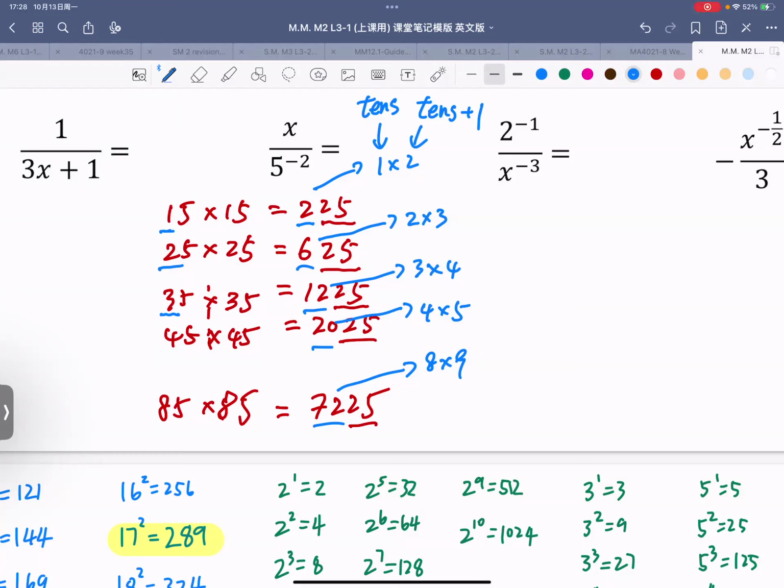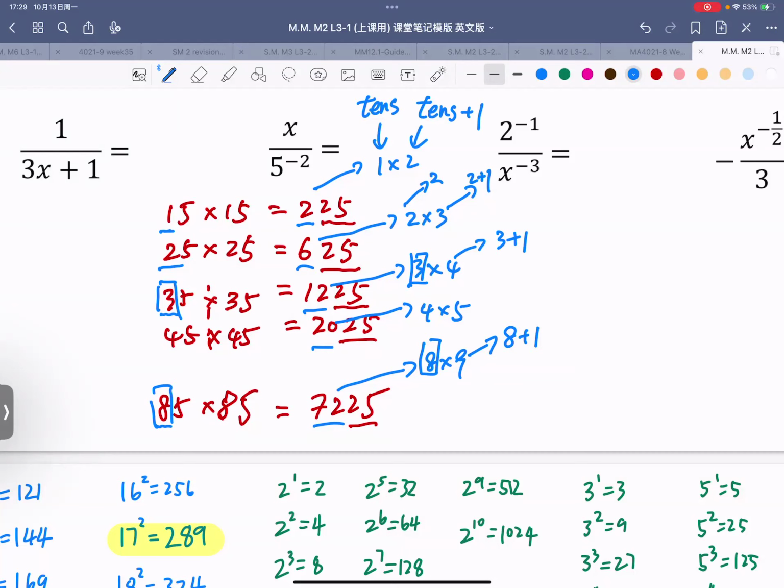Same. That's the tens. The tens is 2. Basically, that's 2. That's 2 plus 1. Right? That's tens is 3. 3. That's 3 plus 1. All right, same. 8. That's 8. This one is 8 plus 1. Basically, it can save you a lot of time when you do your exam.